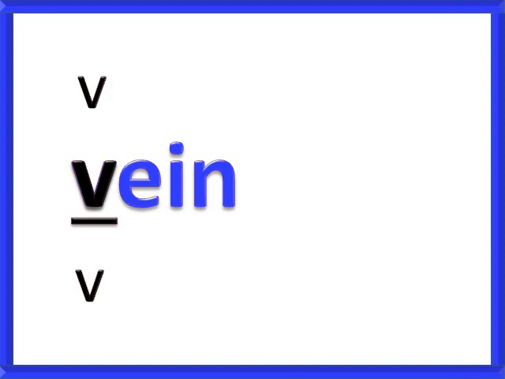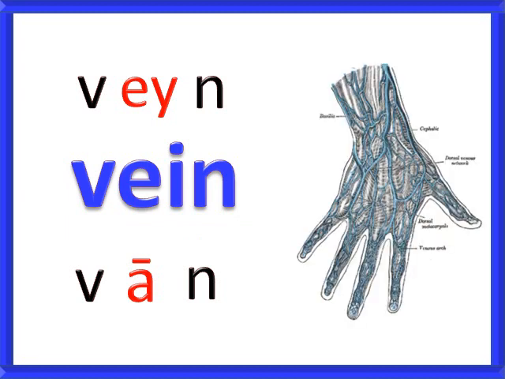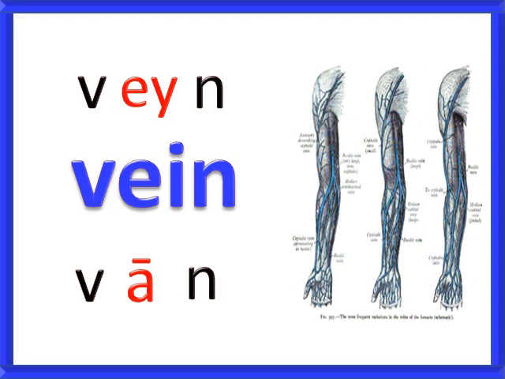Vein. V. A. Vein. Okay, now let me show you. See that hand right there? You see them blue lines going in the hand? That's the blood going down through the vein to get to the hand. And you see the arms? See the blue lines in the arms? That's the vein. That's where the blood comes down through the vein to get into the arm.